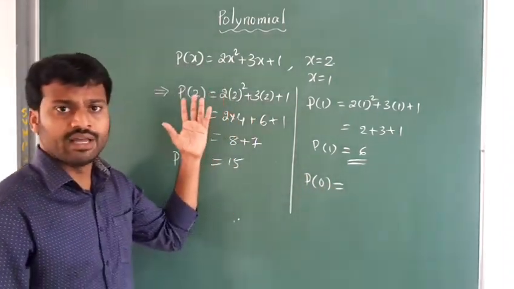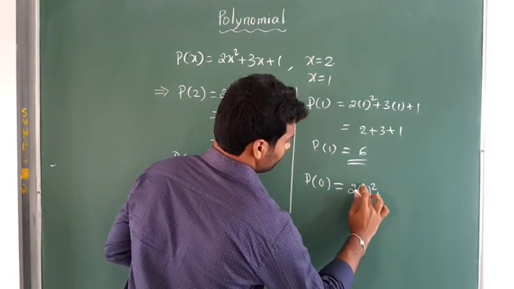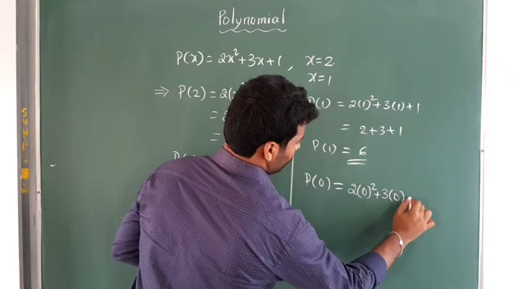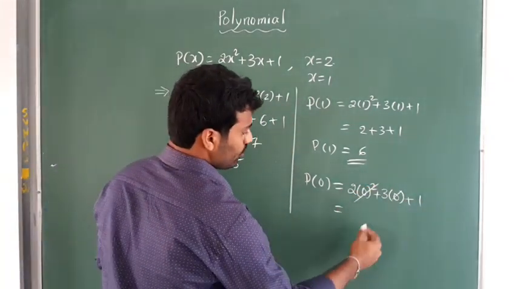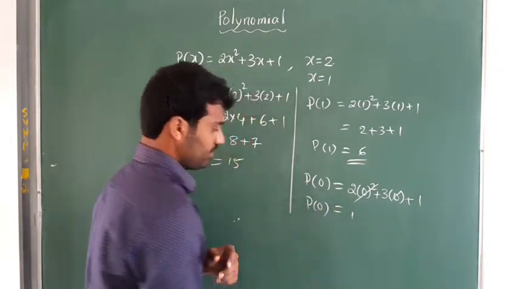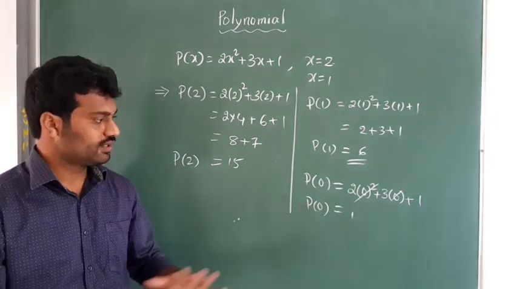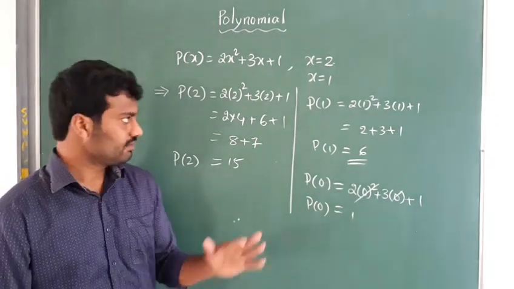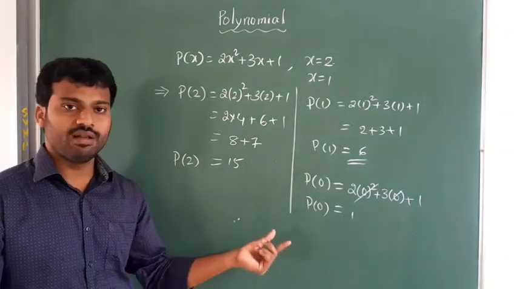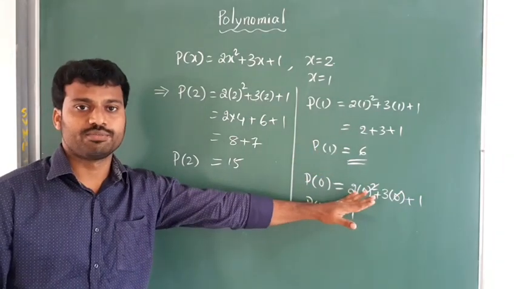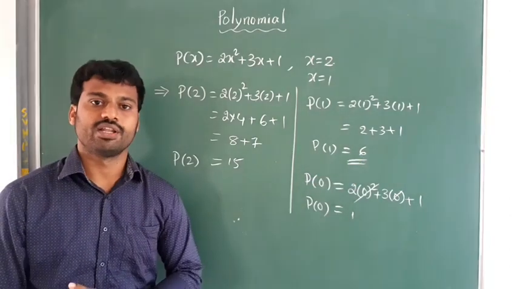If suppose x = 0, wherever you have x, substitute 0. 2 × 0² + 3 × 0 + 1. 0 into anything is 0. So this is 0, this is 0. So the value is 1. Very simple, no? Very good. It's so easy. Clear or not? How to find the value of the polynomial? Just instead of the variable, substitute the value they assign and simplify it. The final answer is the value of the polynomial.